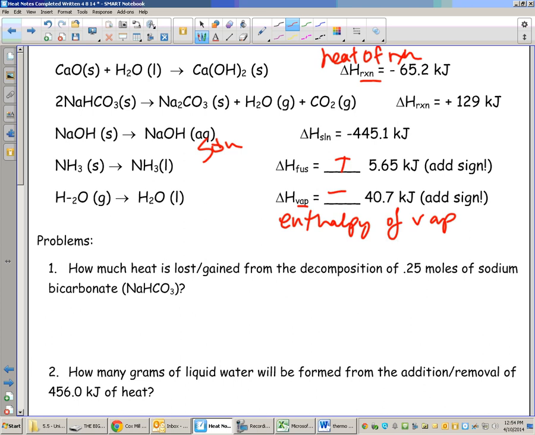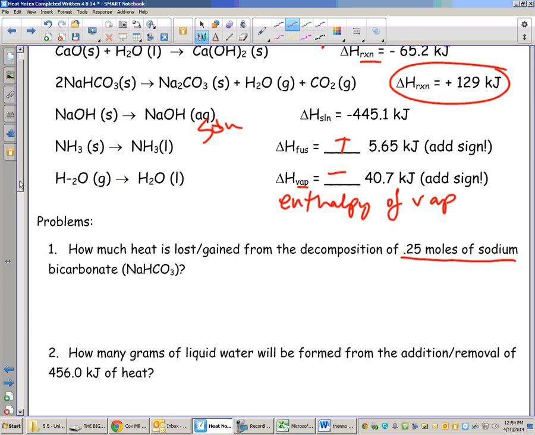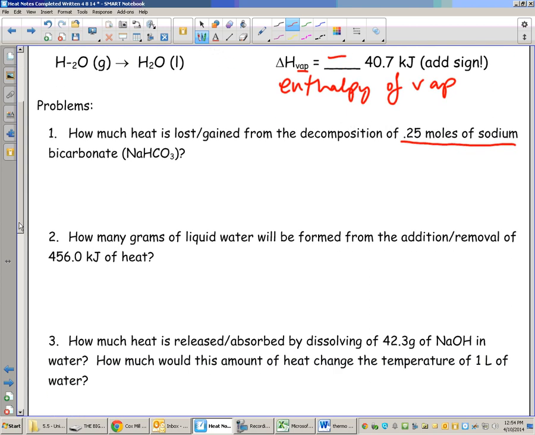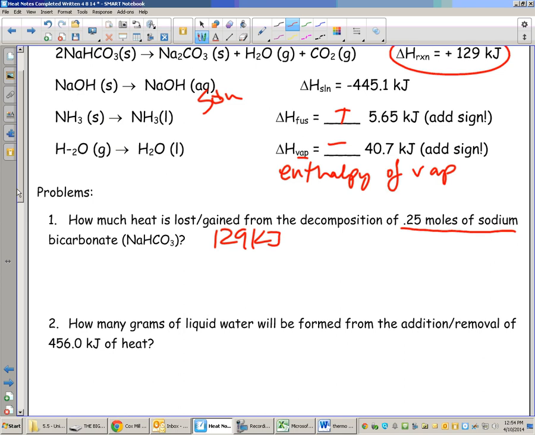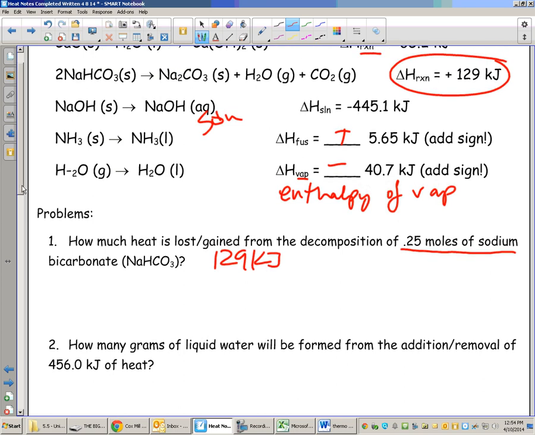How much heat is gained or lost from the decomposition of 0.25 moles of sodium bicarbonate? Which of these are we looking at? The second one. Okay, so this right here is the conversion factor that we are going to use for this specific question. So 129 kilojoules is what we're using. That is 129 kilojoules per... Notice that this is 129 kilojoules per 2 moles of the sodium bicarbonate.